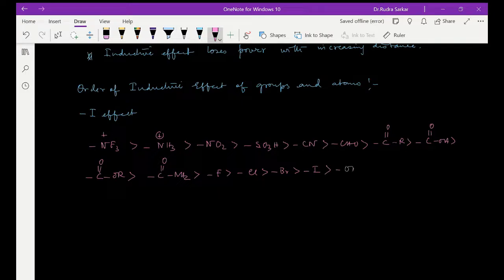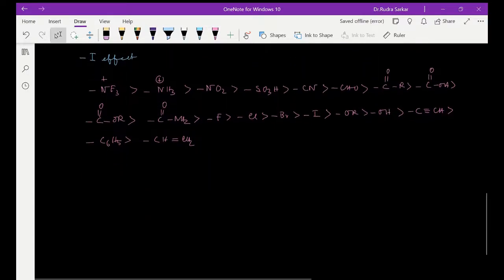Then we have the OR followed by OH, then we have the acetylenic bond followed by the phenyl group, which is followed by the ethynyl group. Okay. Now for the plus I effect, what is the order we will follow?